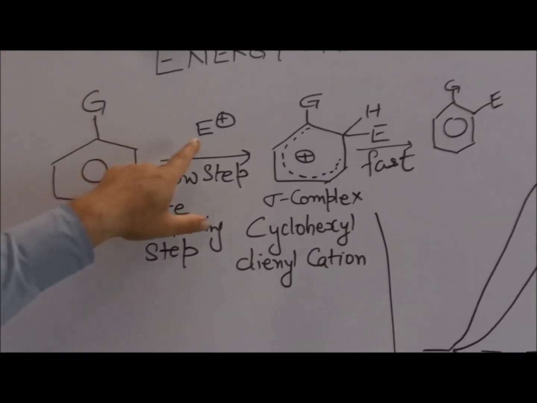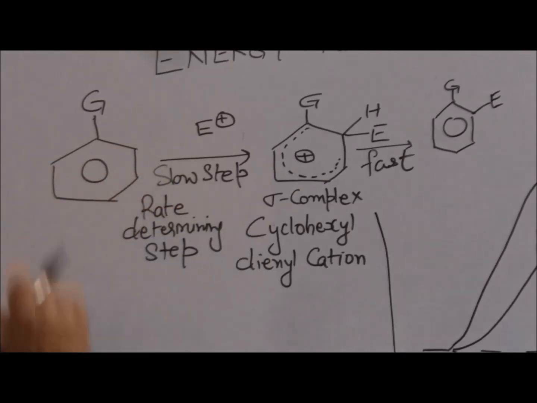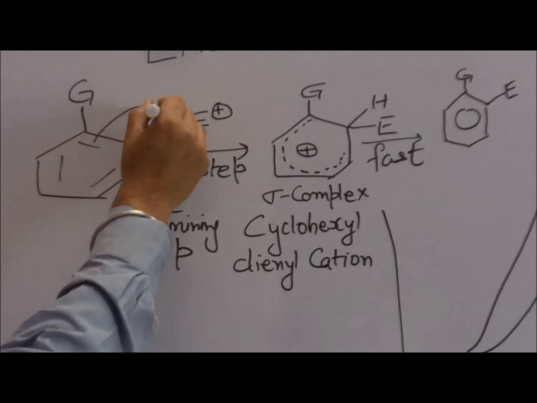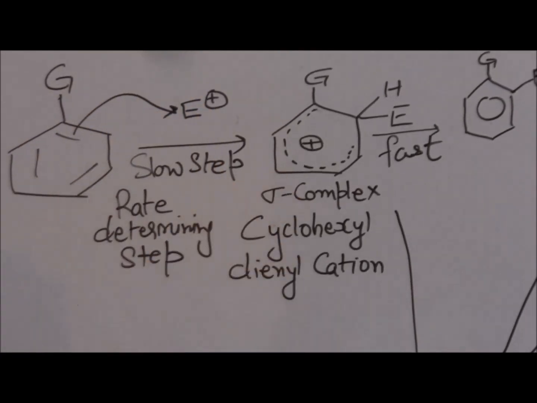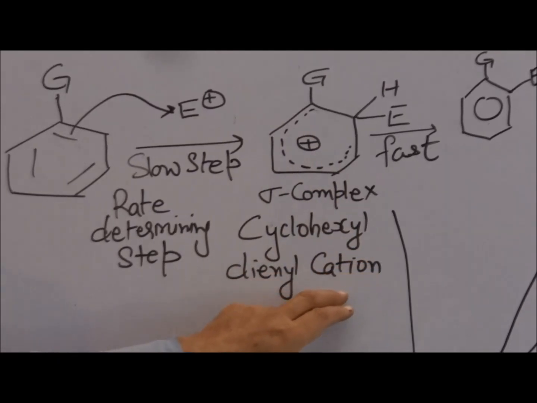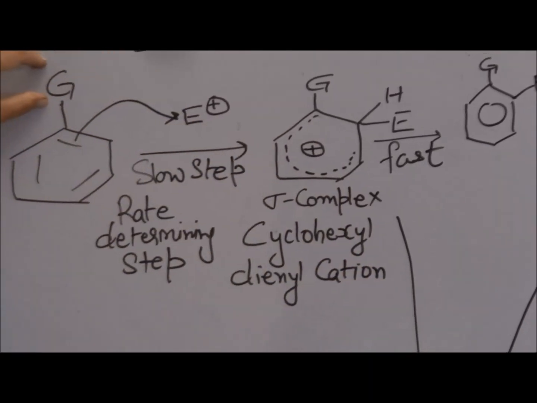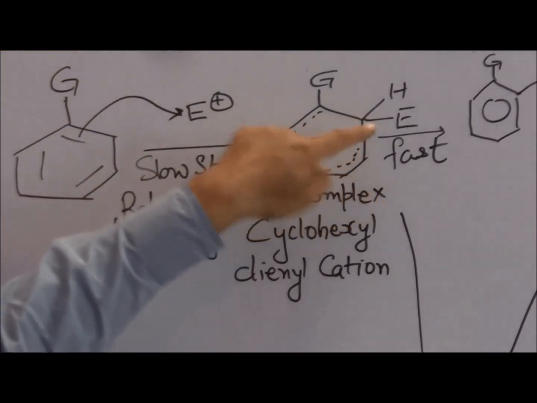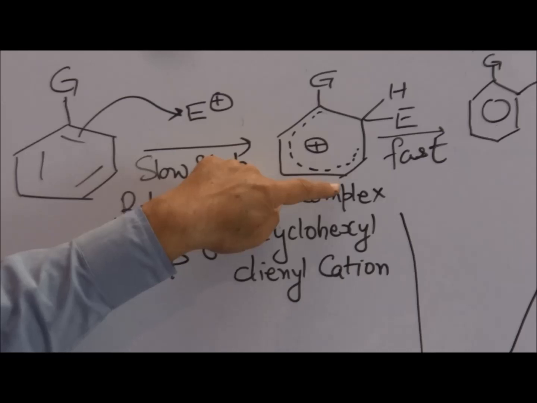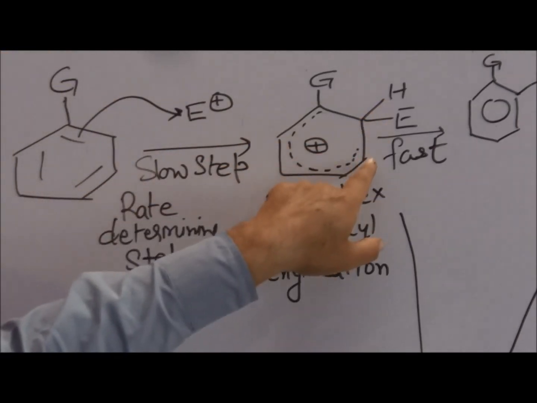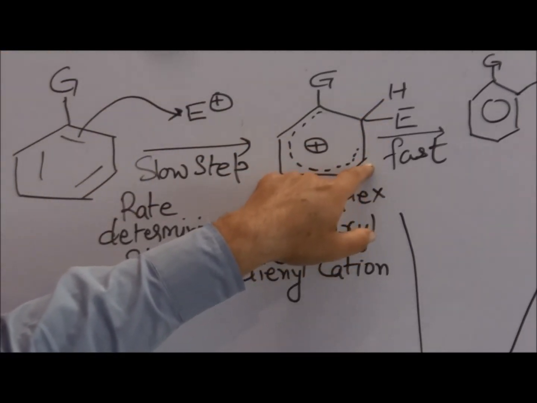In the first step, the electrophile gets electrons from the ring and it is substituted at the ortho, meta or para position. Now this is the sigma complex formed. If G is an activating group, then the electrophile is added at either the ortho position or the para position. If the group is a deactivating group like the NO2 group, then the electrophile is substituted at the meta position.